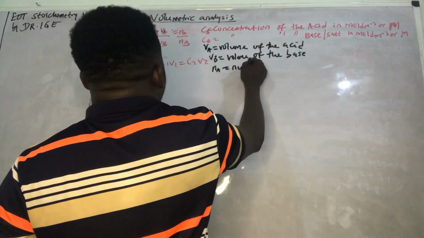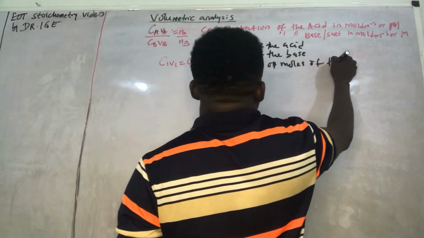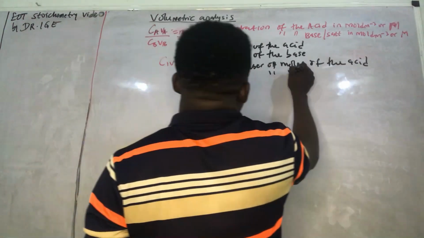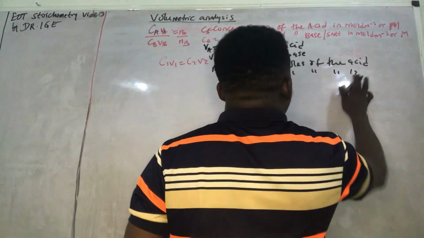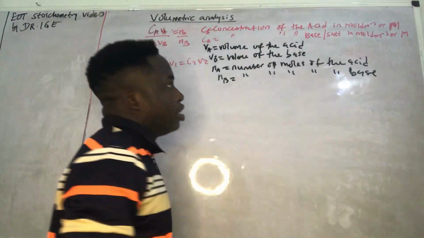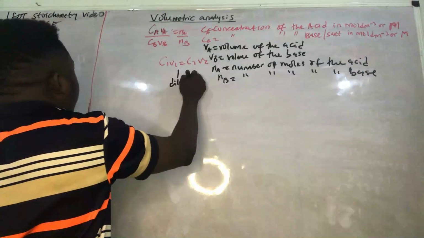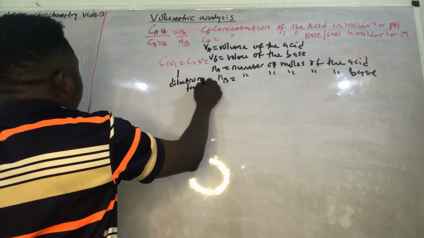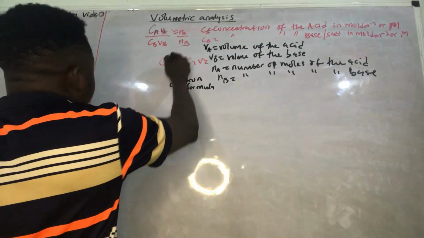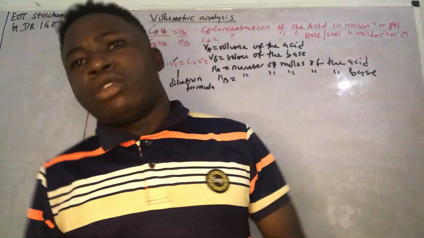Na is the number of moles of the acid, and Nb is the number of moles of the base or alkali. Do you get? That's the first formula. This other one is called the dilution formula, used when you dilute certain solutions. It involves the initial concentration, initial volume, final concentration and final volume.